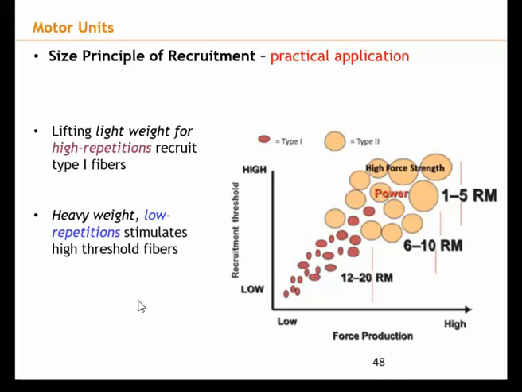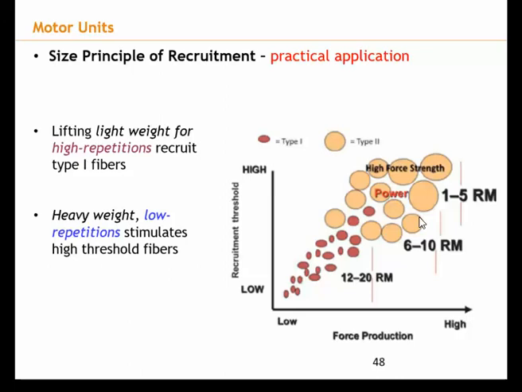But now let's get up here. Force production increases. We move to like a 6 to 10 RM, so 6 to 10 reps at maximal effort, or 1 to 5 reps at maximal effort. Heavy weight, low repetitions, low volume. Now we have to recruit those high threshold fibers for strength or for power training.